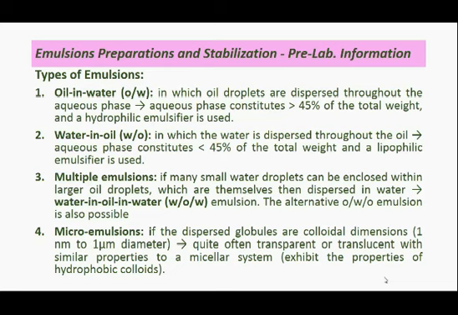If the dispersed globules are of colloidal dimensions, 1 nanometer to 1 micrometer in diameter, the preparation, which is quite often transparent or translucent, is called a microemulsion. This type has similar properties to a micellar system and will therefore exhibit properties of hydrophobic colloids. As the size of the dispersed droplets increases, more of the characteristics of coarse dispersions will be exhibited.